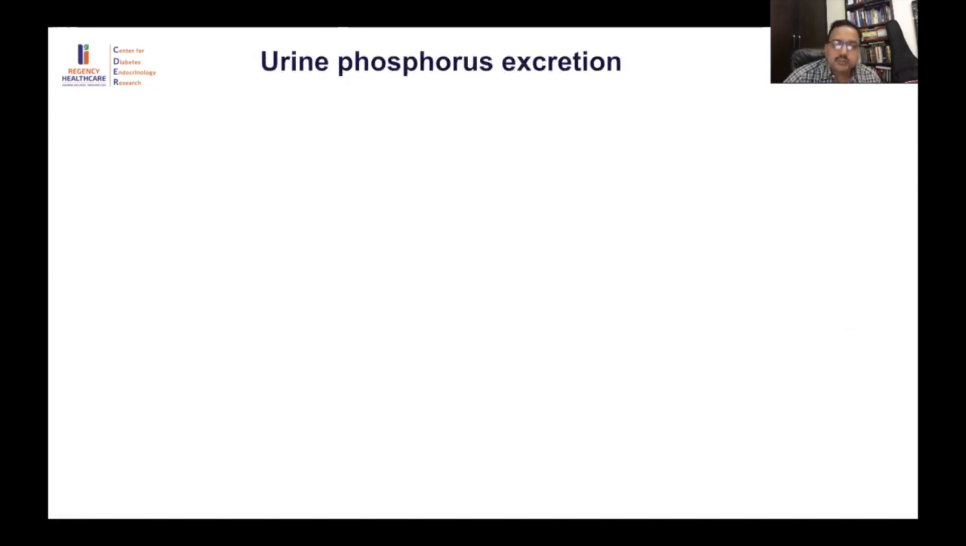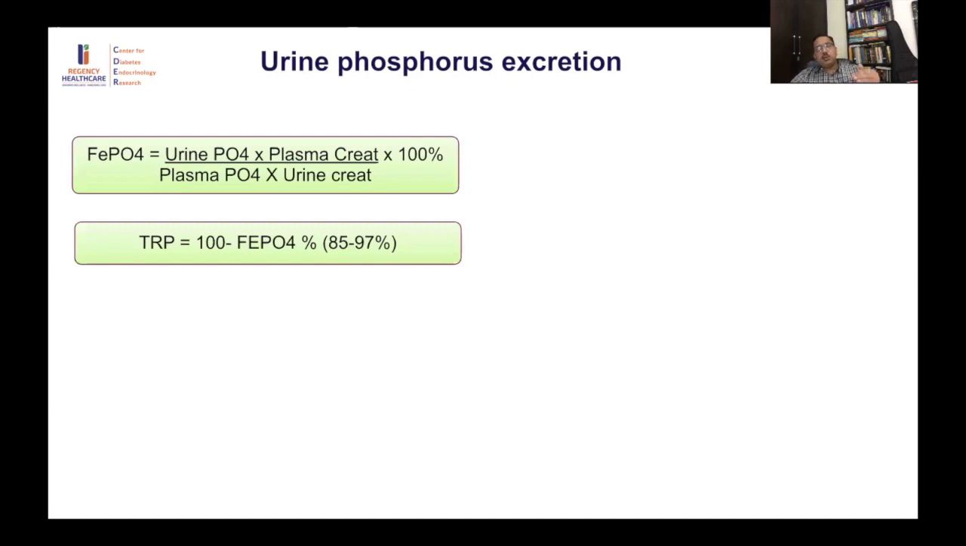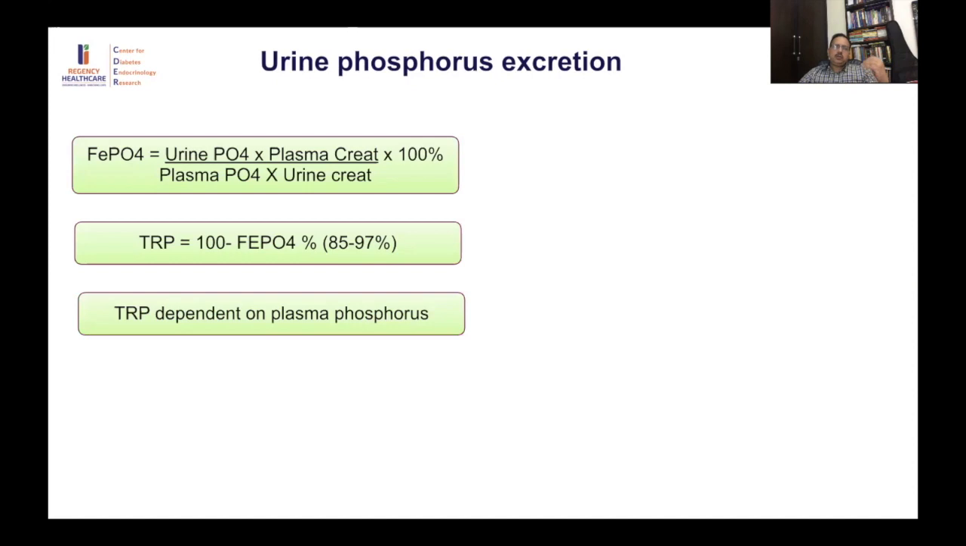Urinary phosphorus excretion is important, particularly in the evaluation of hypophosphatemia and rickets. And this we can do using a fractional excretion of phosphorus, like we do for sodium: urinary phosphorus over plasma phosphorus, times plasma creatinine over urinary creatinine. And then we can calculate how much is actually being reabsorbed, which is the TRP. But this is also dependent on plasma phosphorus.